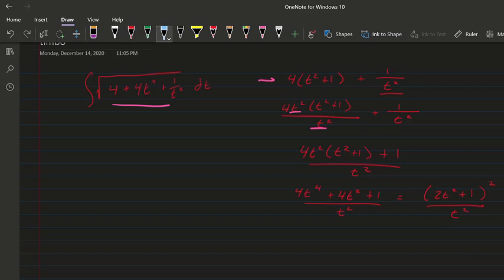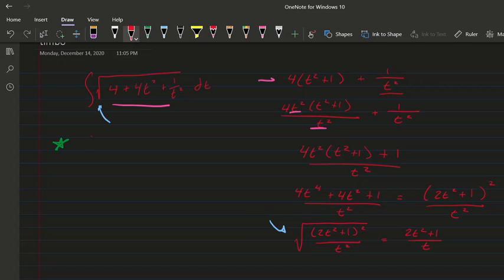Alright, now next we want to bring this square root back over. So we're going to do the square root of 2t squared plus 1 squared over t squared, and that just becomes 2t squared plus 1 over t. So great. This is a huge step. This is much easier to solve. So I'm going to solve the integral over here.